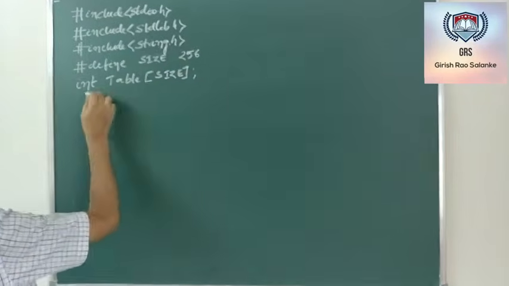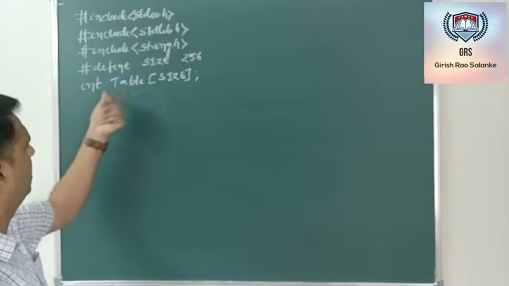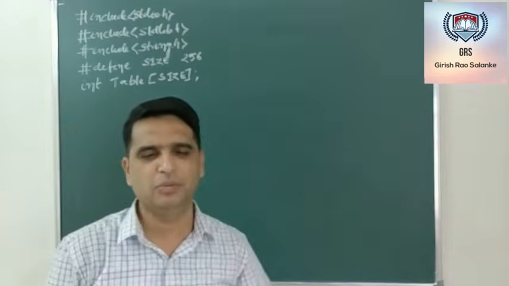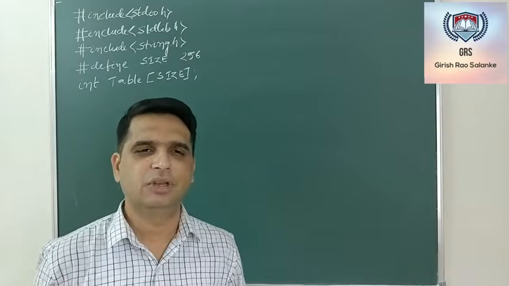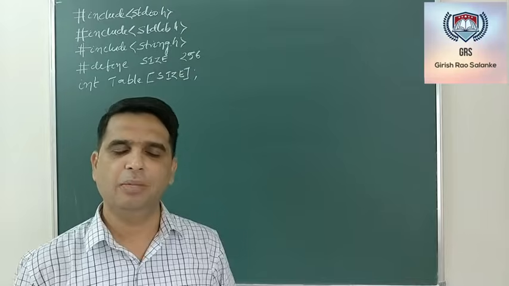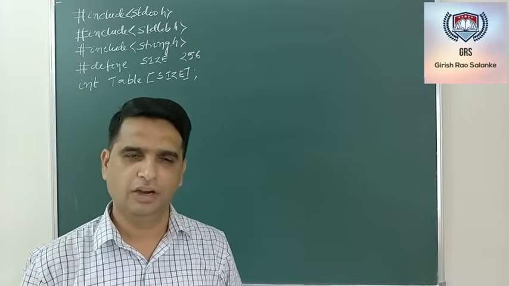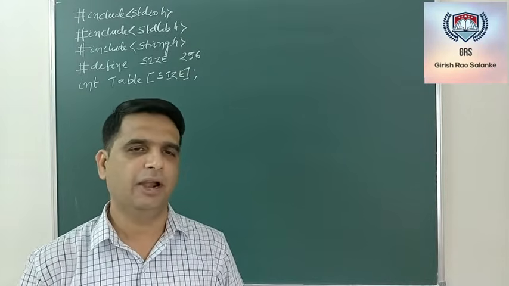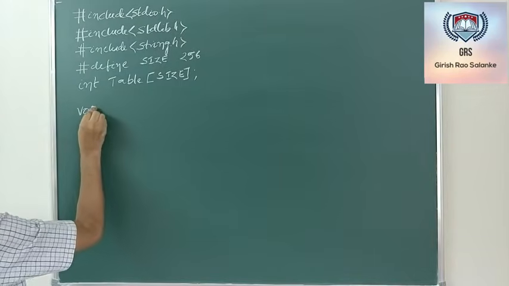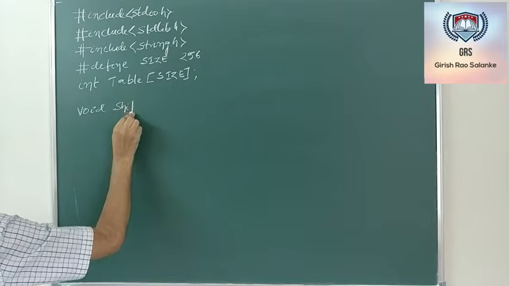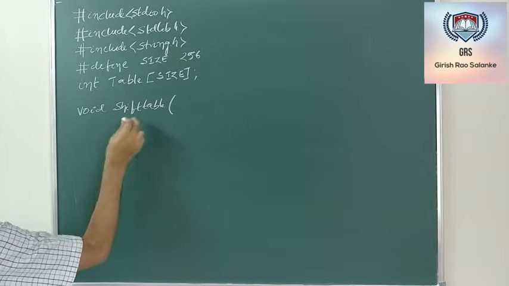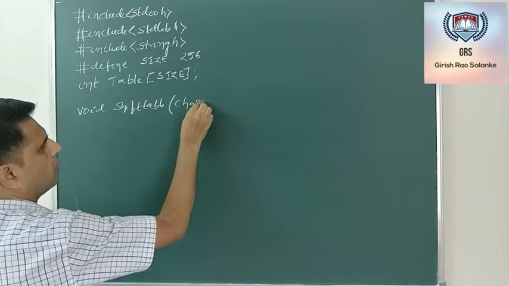Now let me have the shift table denoted with the array name table. I have taken it as a global variable because it needs to be used in both functions: the function for the construction of the shift table, as well as the function of Horspool wherein I am searching the pattern. Now let's start with the construction of the shift table. Void shiftTable. You know that the input to this shift table is the pattern.